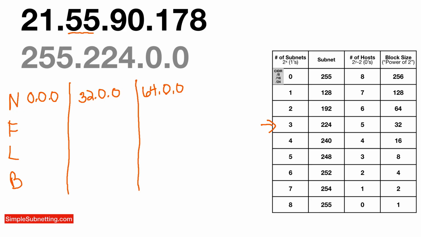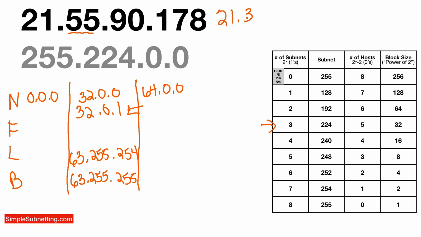So broadcast is one less than the next, so that's 63.255.255. And last is one less than broadcast, so 63.255.254. And then first is one more than network, so that would be 32.0.1. And that's the answer. So if they asked, let's just say they asked for the first, it would be 21.32.0.1. That would be the first available host in this IP range.